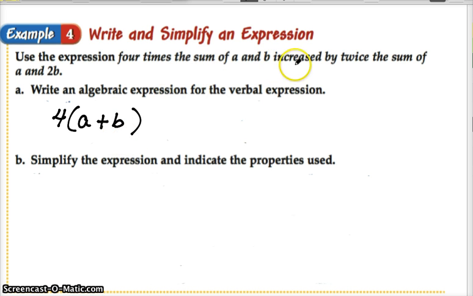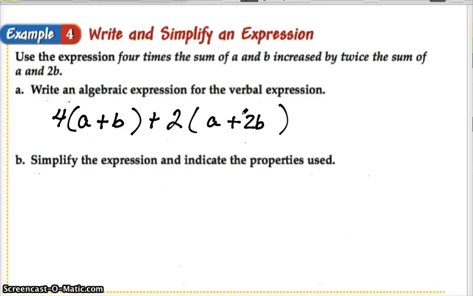And the next thing is, that thing, 4 times the sum of A and B, is increased by twice the sum of A plus 2B. So it's increased. Increase means to add. It's increased by twice something. Twice what? Twice the sum of two other values, A plus 2B. You might want to read that over and sit with it for a second before you agree that what I have here makes sense, all right?